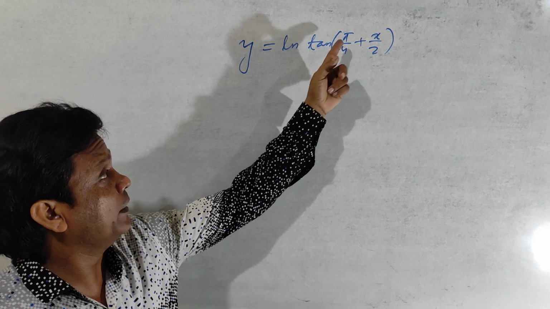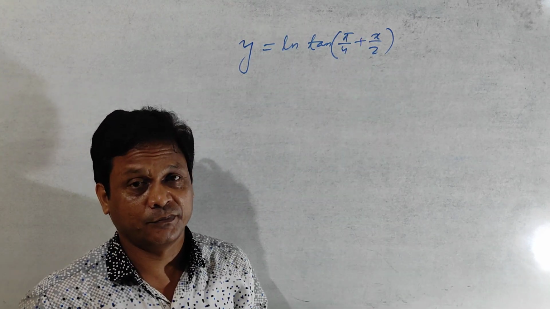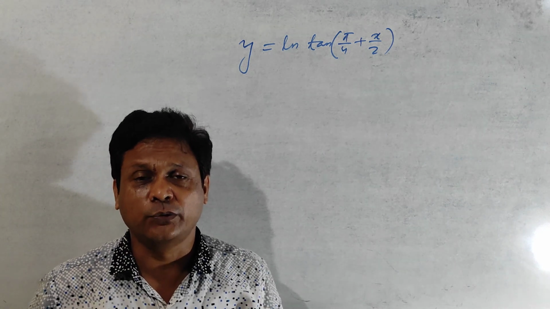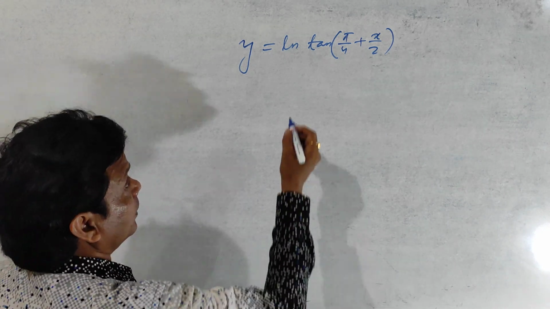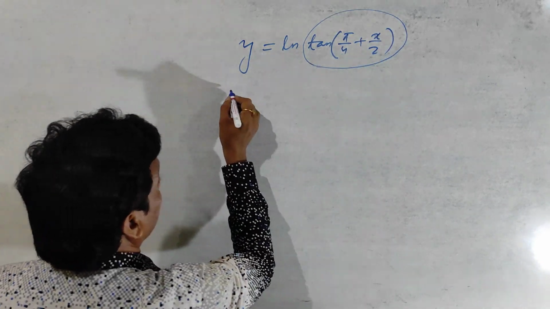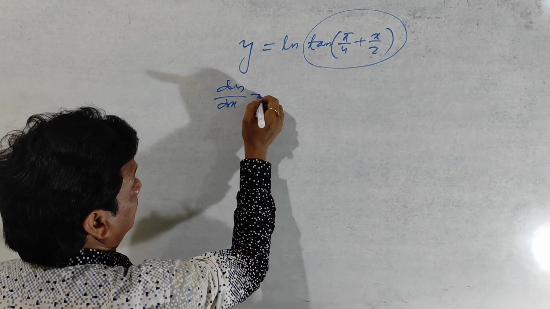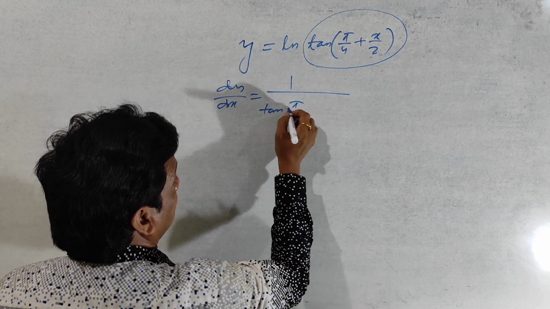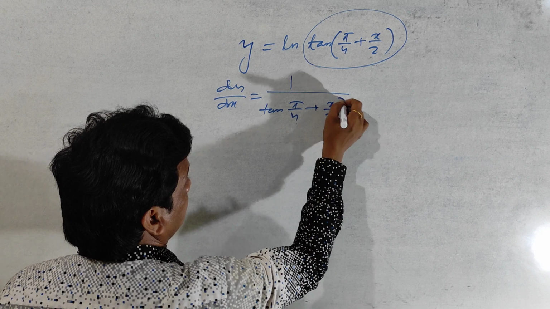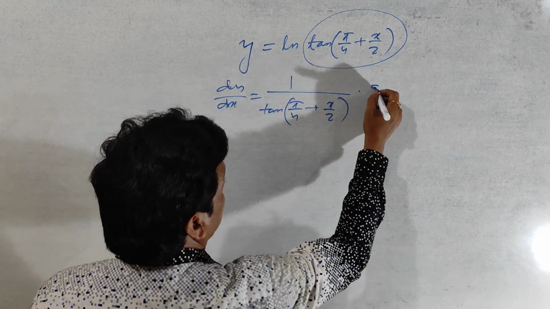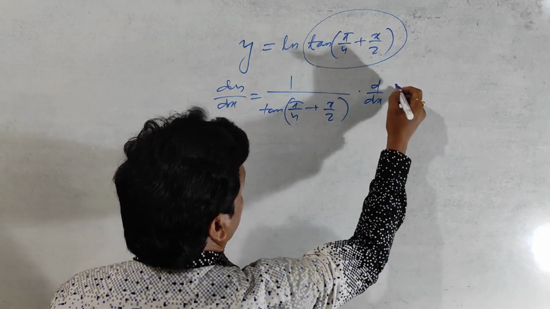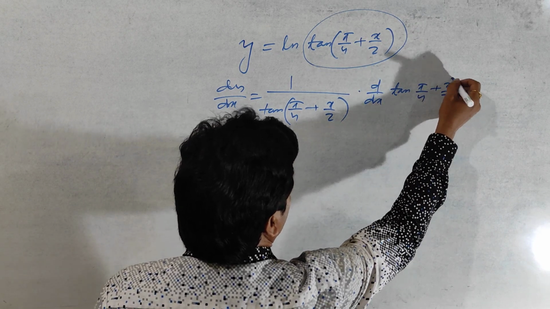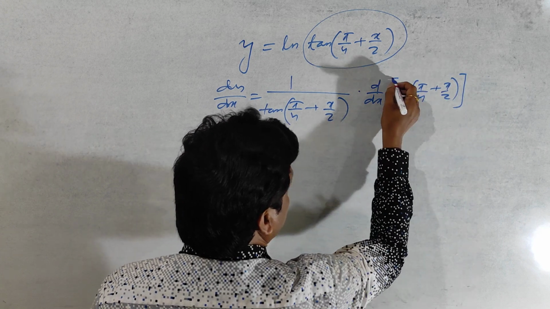Y is ln of tan of pi by 4 plus x by 2. It is in the form of ln u. And what is the derivative of ln u? I have told you, 1 by u into du by dx. Ln u, this is what u. So what is the formula? The derivative of ln u is 1 by u, that is tan of pi by 4 plus x by 2, into the derivative of u. Here u is this one, tan of. It seems very complicated, but it is very easy.